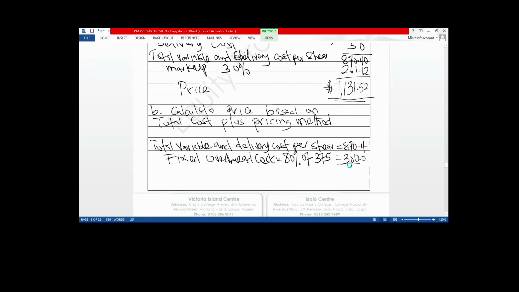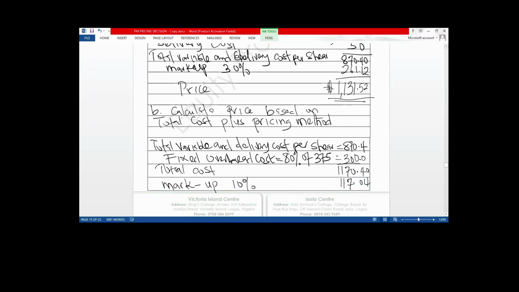That means our total cost is equal to, please sum, 1,170.4. What is the percentage markup for total cost plus? 10%. Thank you. Please compute 10%. That should give us 117.04.